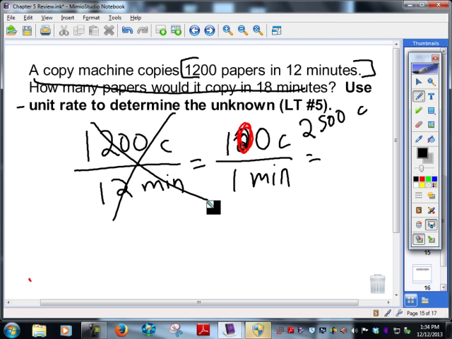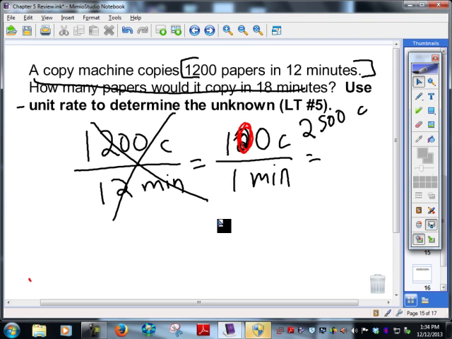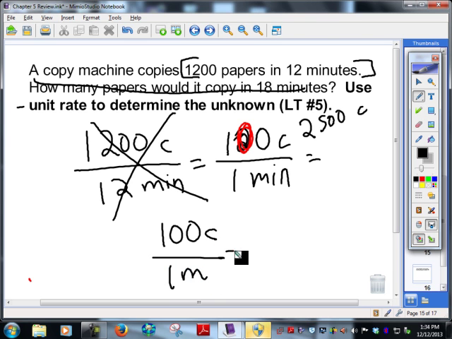So sure, you could rewrite it. You don't have to do the 3-line thingy. You could just leave this and say, okay, I've done my first unit rate proportion. Now I'm going to do this one, right with the arrow. 100 copies in 1 minute. How many in 18 minutes?